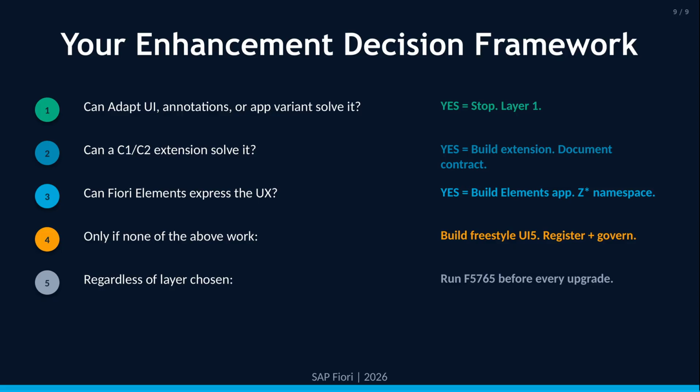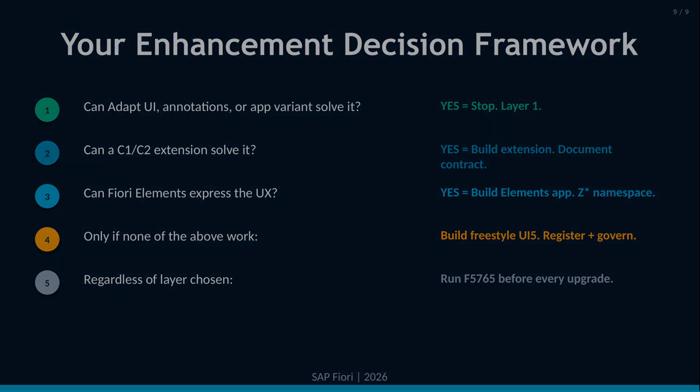Third, only if neither works, build a custom app using Fiori Elements over Freestyle whenever possible. Register it in the Z* namespace with a clear module prefix. And regardless of which layer you choose, run the Custom Code Migration app before every upgrade to catch issues early. Following this hierarchy will cut your upgrade costs, reduce your maintenance burden, and keep your Fiori landscape sustainable for years to come.